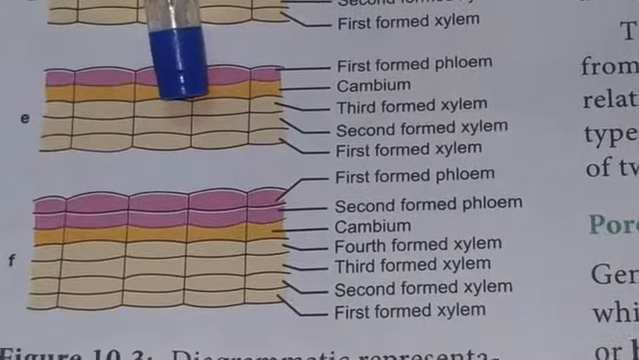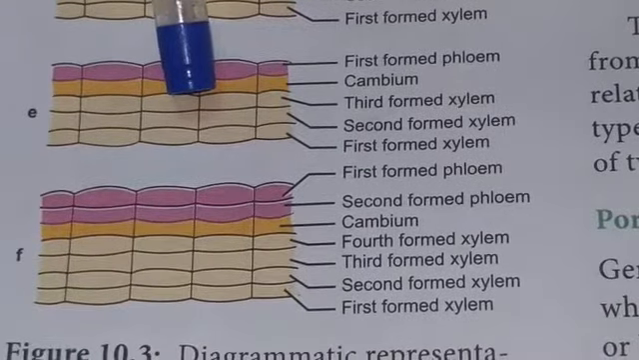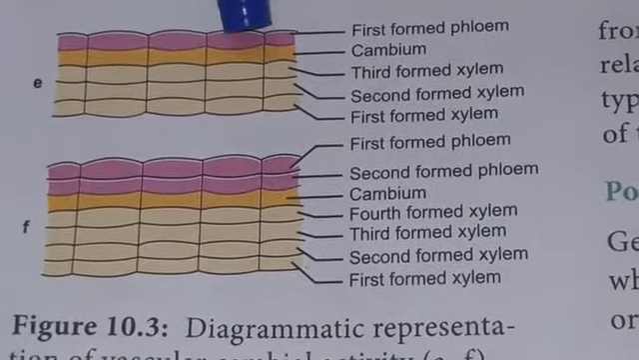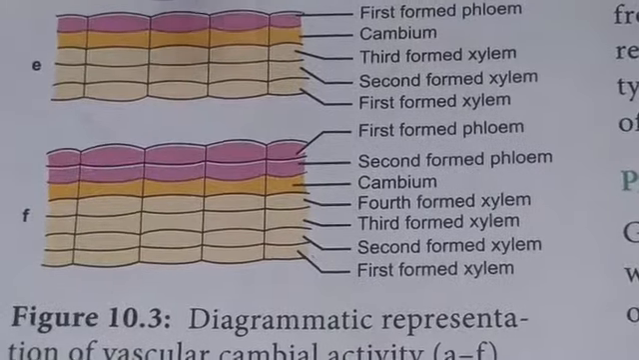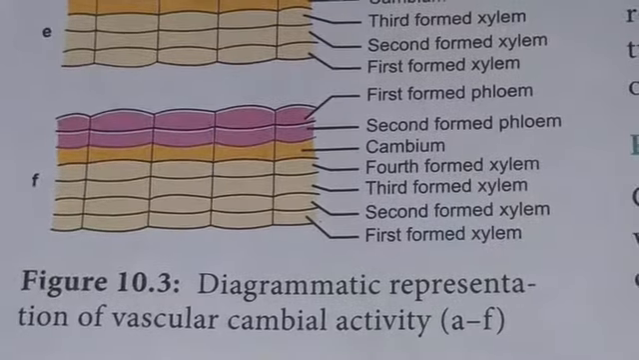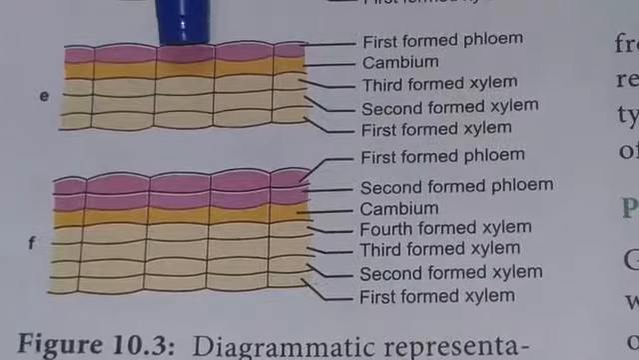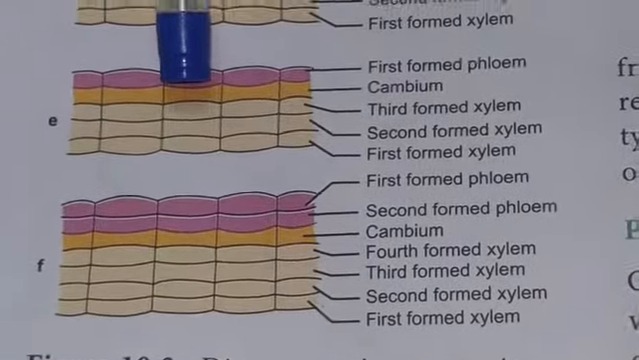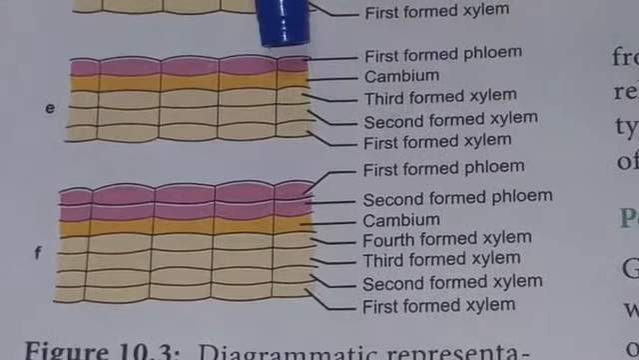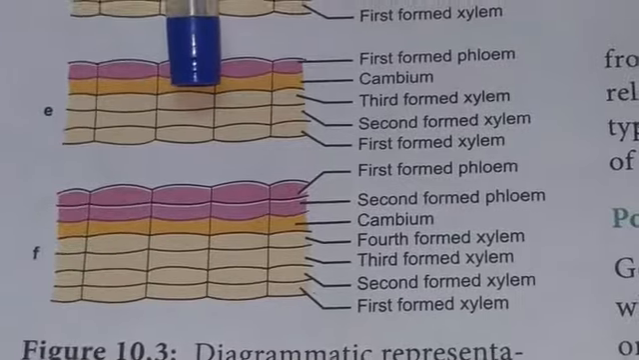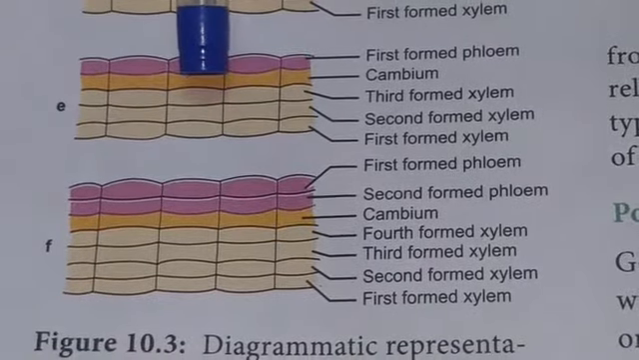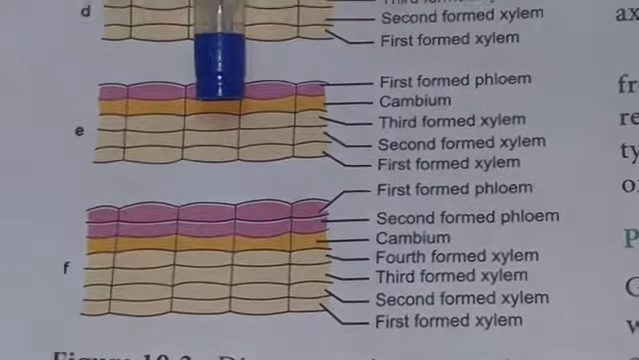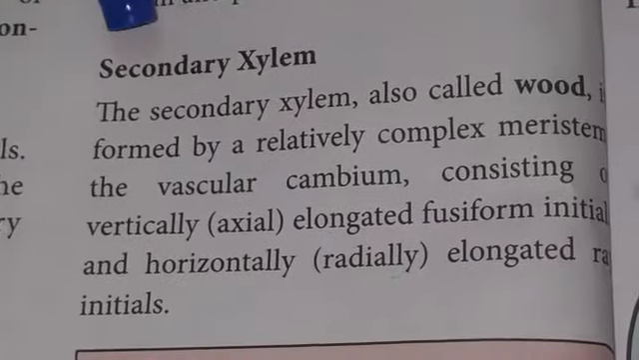Due to continued formation of the secondary xylem and secondary phloem through the vascular cambial activity, the primary phloem, which was formed first, and the primary xylem are crushed with the formation of the secondary xylem and secondary phloem. The next topic is secondary xylem.